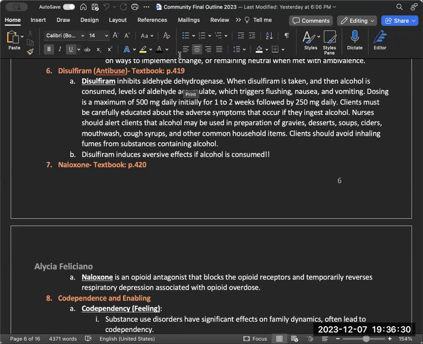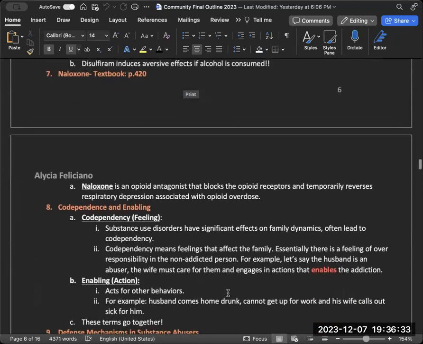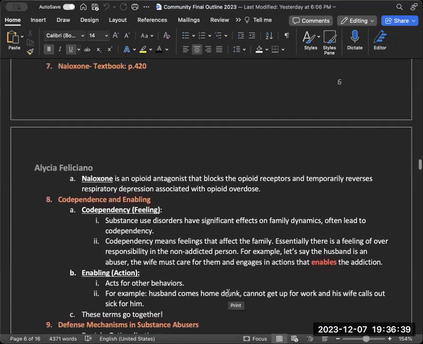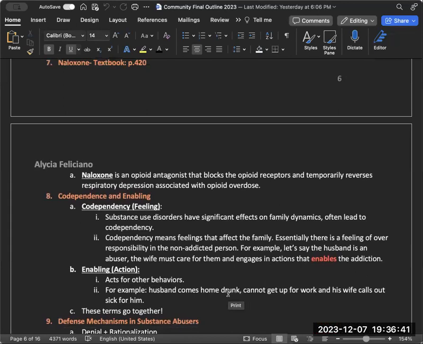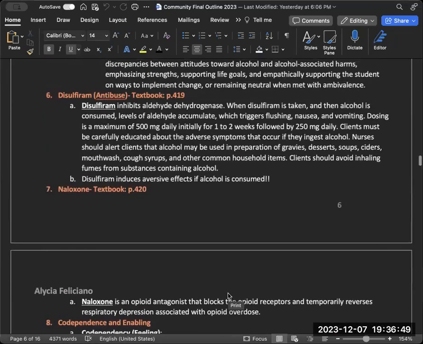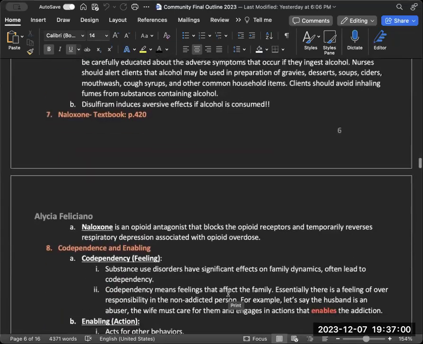Okay, it's going to make alcohol taste disgusting because every single time they try to drink anything or have something with alcohol, it'll make them throw up. Naloxone is an opioid antagonist that blocks the opioid receptors and basically reverses respiratory depression associated with opioid overdose. So naloxone is for opioids, whereas disulfiram is for alcohol. Naloxone is a reversal agent, and disulfiram gives you an aversive effect. It makes you not like alcohol.